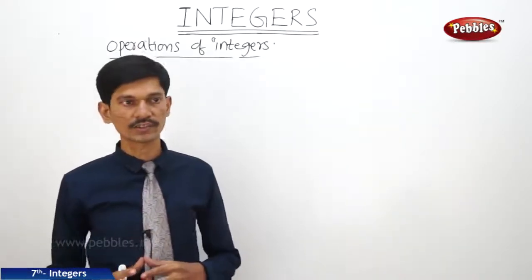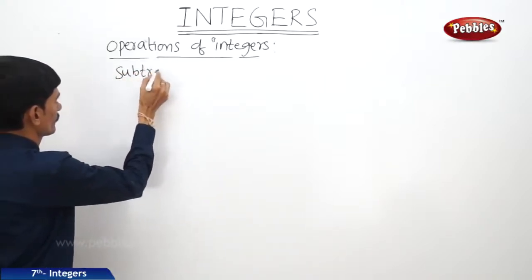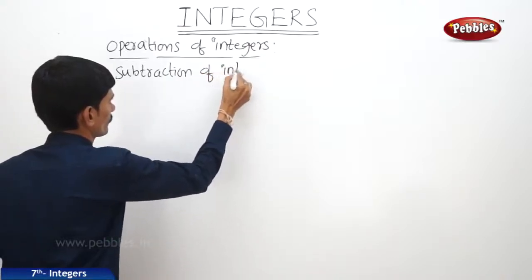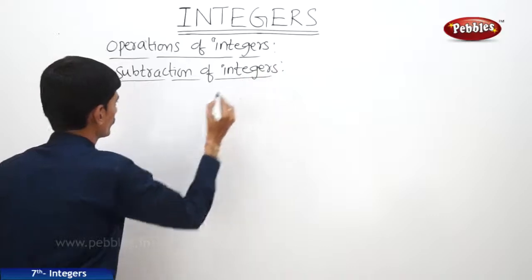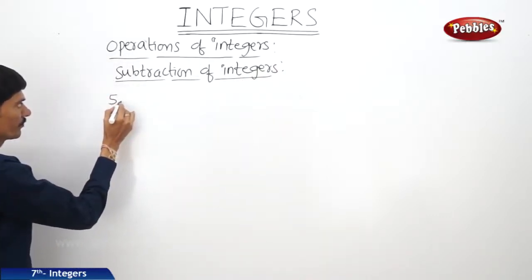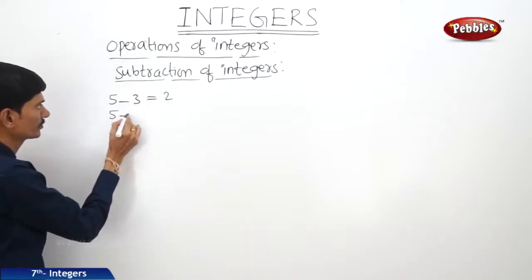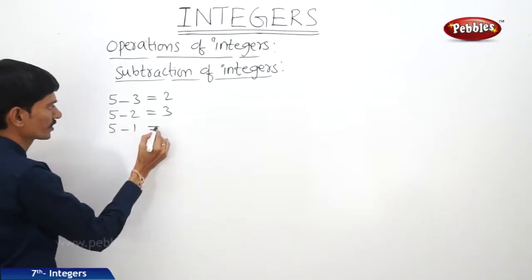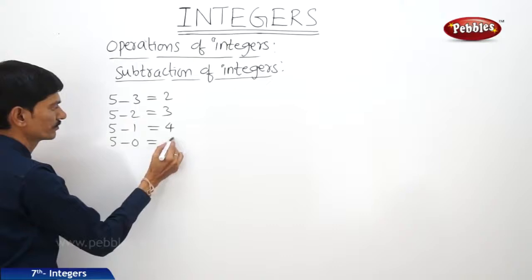Now let us see the subtraction of integers. Now if you observe the subtraction of integers from 5, 5 minus 3 equals 2, and then 5 minus 2 equals 3, then 5 minus 1 equals 4, then 5 minus 0 equals 5.